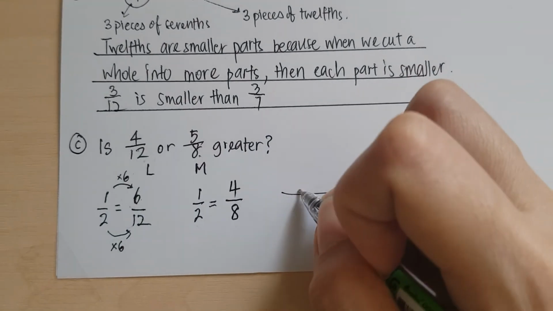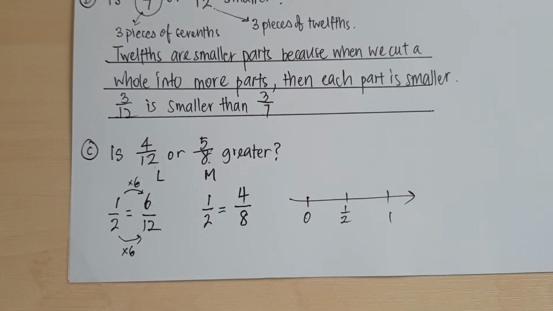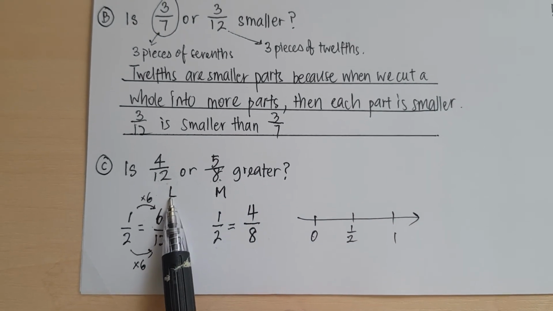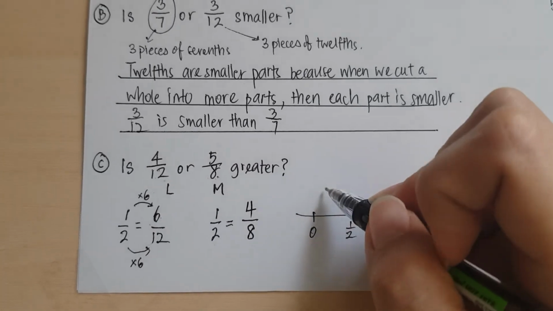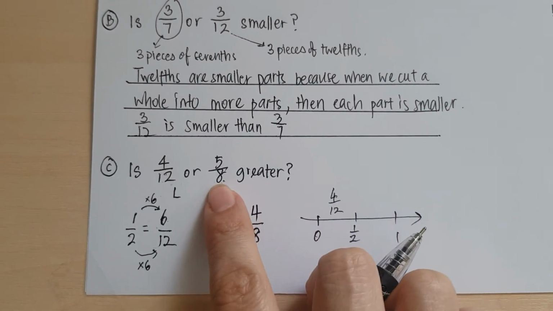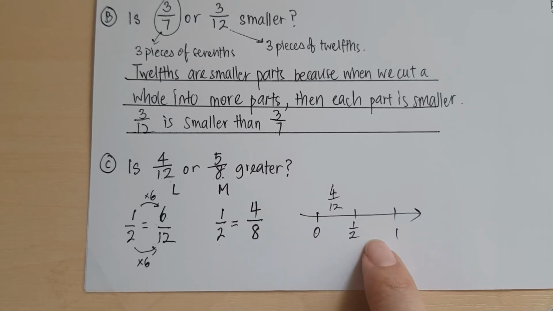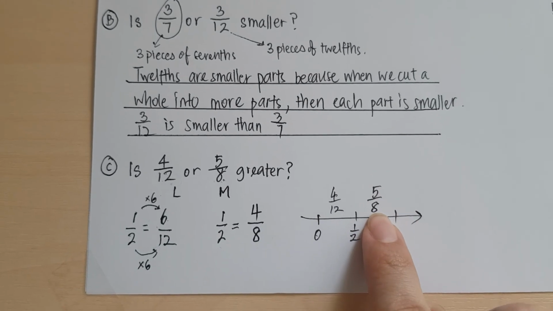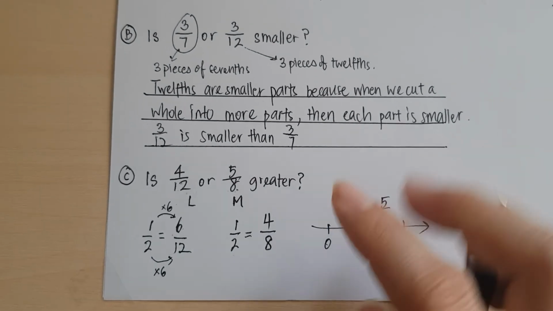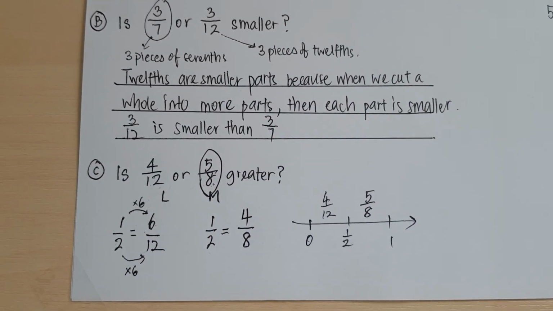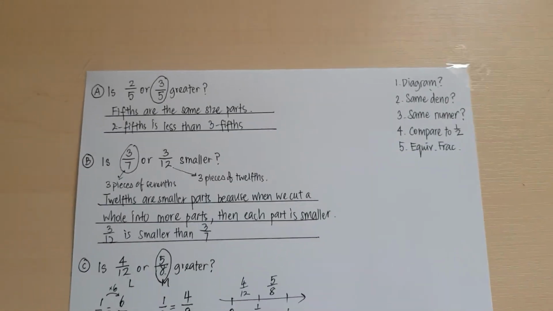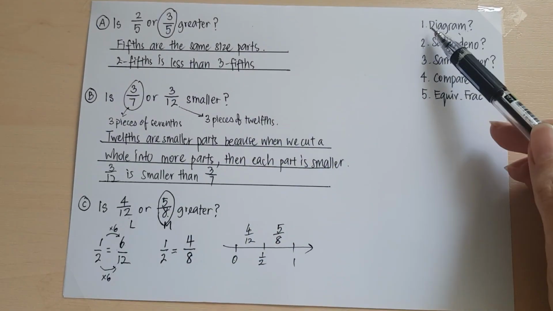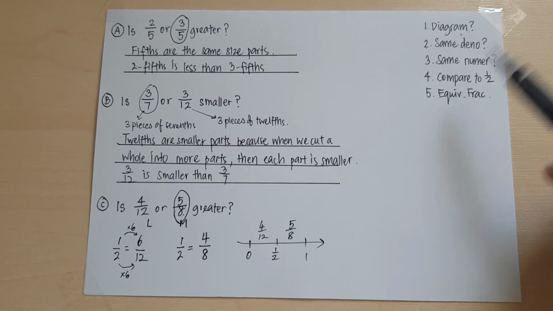Now I'm going to sketch a number line here. And I'm going to put in these two fractions on my number line. Because this is less than half, I'm going to put it on the left side. And because this fraction is more than half, it's going to be on the right side. Now just by looking at this number line, we know that 5/8 is greater than 4/12. Yep, so that's how we go through in our head which method we are going to use. These are 3 questions, and I have gone down the list to decide which method I'm going to use.